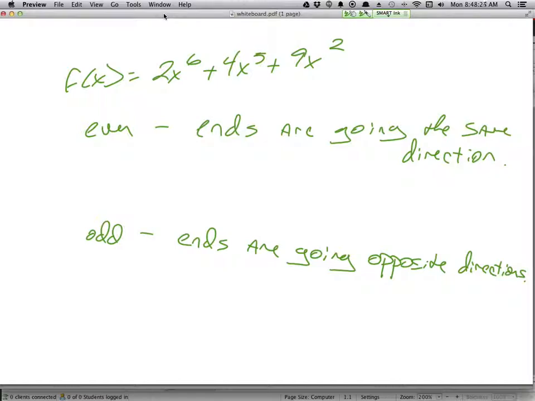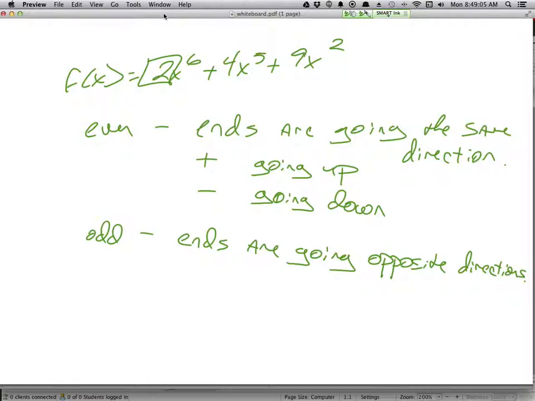So how do I tell if they're both going up or if they're both going down? The coefficient in front of the largest exponent tells me that. If I have a positive coefficient, that means we're going up. If I have a negative coefficient, that means we're going down. So in this case, since it's even, we're going the same direction. Since it's a positive 2 in front of that, we're going up. So when I graph this in a second, both of my ends should be going up.